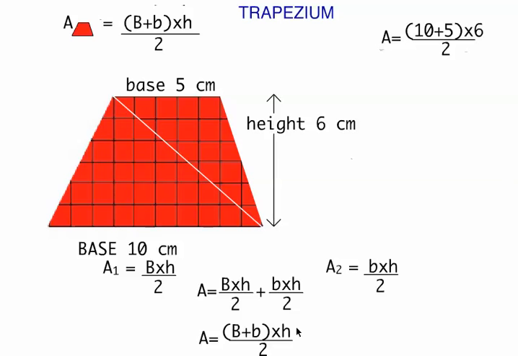So the area of a trapezium is big base plus little base divided by 2, or the average of the bases, times the height. Or you could use these two formulas: big base times height divided by 2, added to little base times height divided by 2. So that's the area of these two triangles added together.